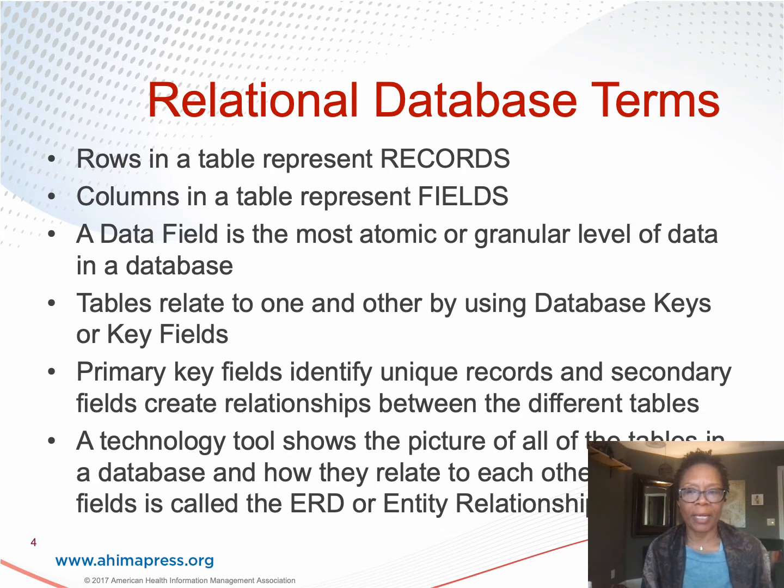Now, a primary key is set to uniquely identify each of the records in a table. A secondary key creates the relationship between tables, and there are a combination of different types of relationships that exist. Typically, in database terminology, these are called entity relationship diagrams.